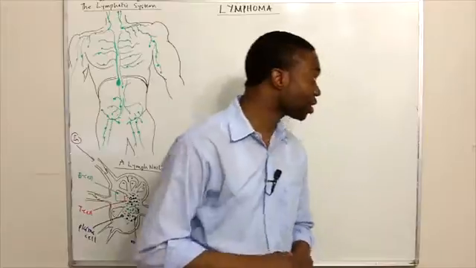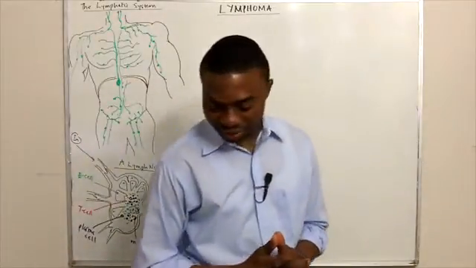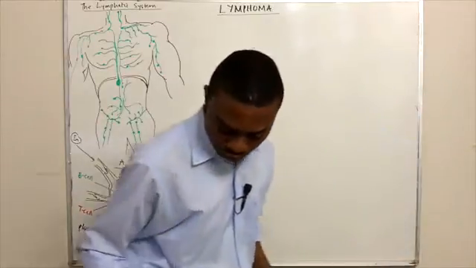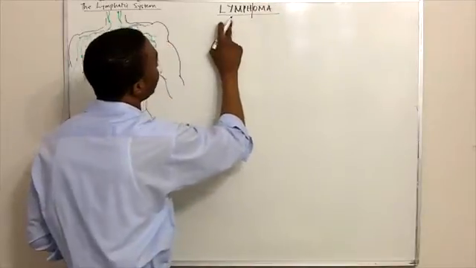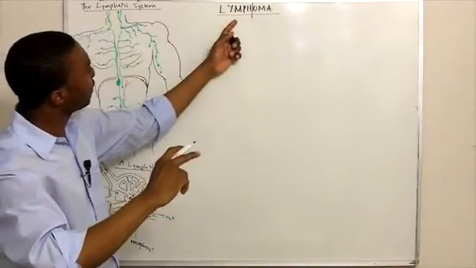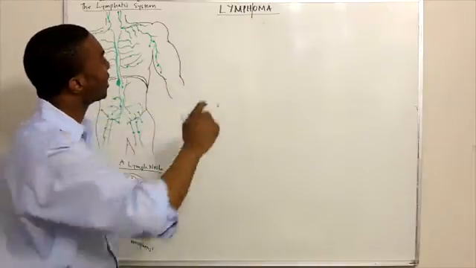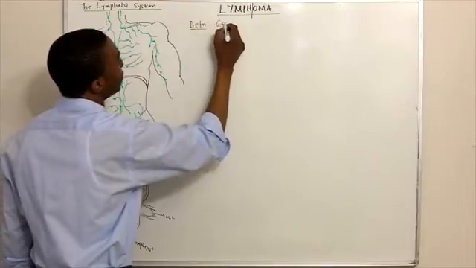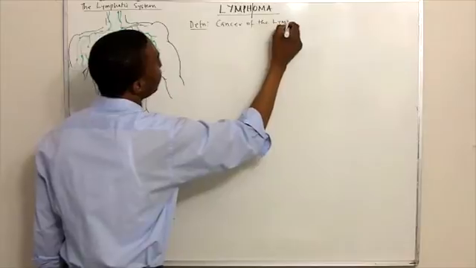It's a very interesting one. Now let's take a look at lymphoma. What is the definition of lymphoma? Let's break the word into two. Lymphoma. It looks like that's lymph node, lymphatic. Oma means tumor. So a definition of lymphoma is cancer of the lymph nodes.